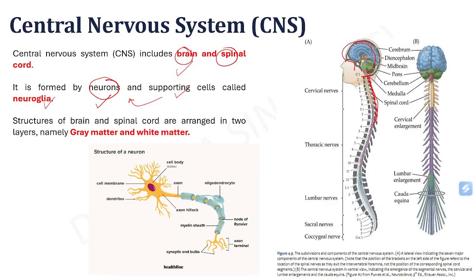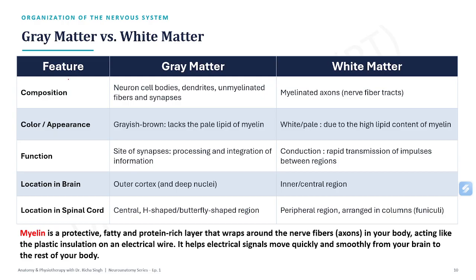Now, whatever structures are there in the brain and spinal cord, they are arranged in two layers, namely gray matter and white matter. To understand how the structures are arranged in the CNS, we need to have a look at what gray matter and white matter are. So, let us differentiate between the two. Composition wise, gray matter has neuron cell bodies. Neuron cell bodies, as I will explain further, are the most important part of a neuron. Gray matter has neuron cell bodies, the dendrites of the neuron, and unmyelinated fibers.